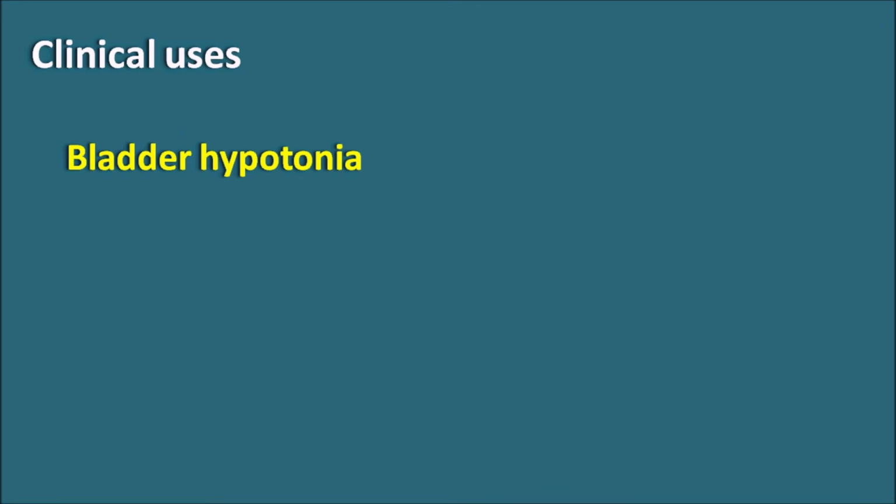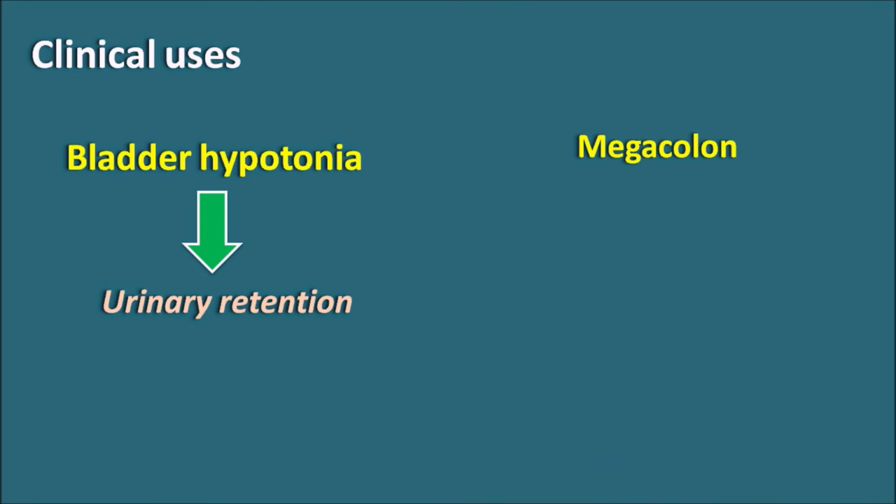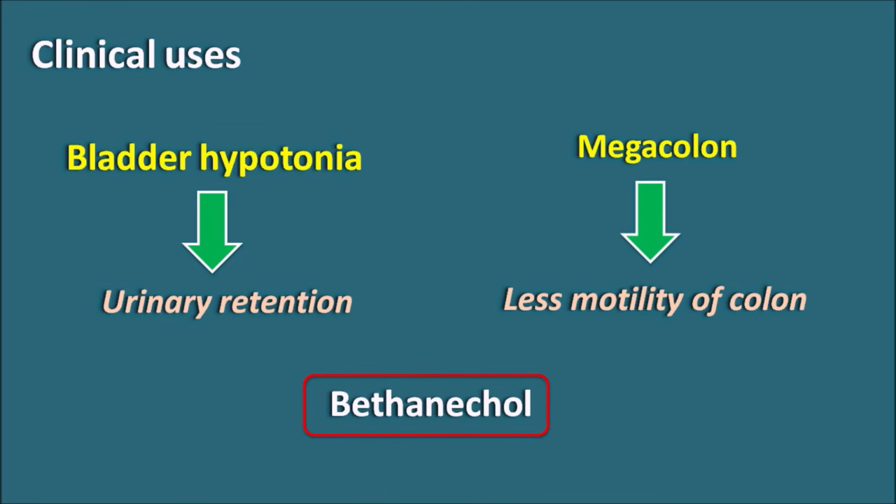The next one is bladder hypotonia. Bladder hypotonia is a condition where the contraction of the bladder is reduced, which results in urinary retention. Similarly, another condition like megacolon is again a hypotonic condition where the motility of the colon is reduced. Both of these conditions can be observed after a surgery. In such situations, we can use a few drugs like bethanechol.